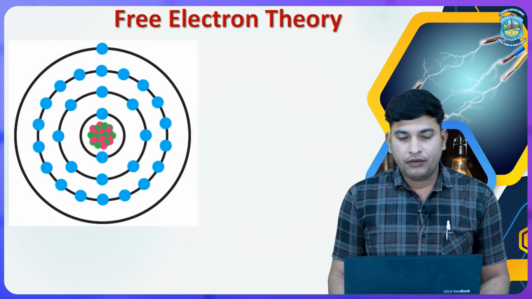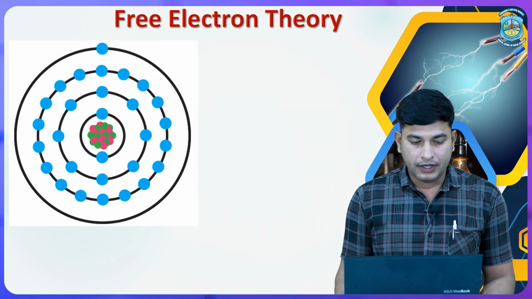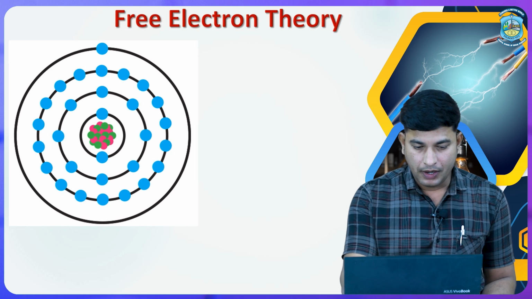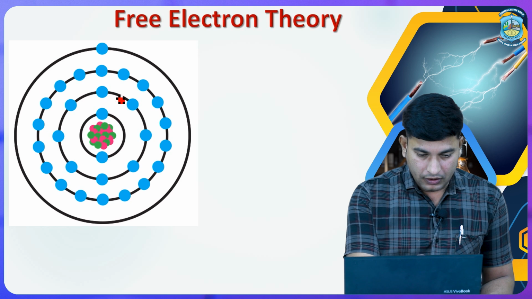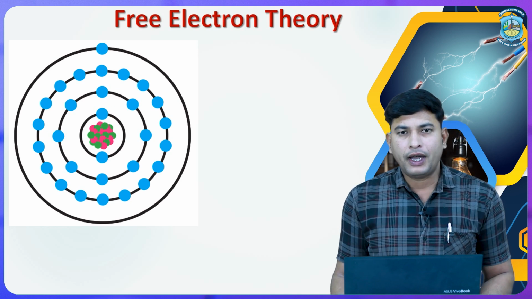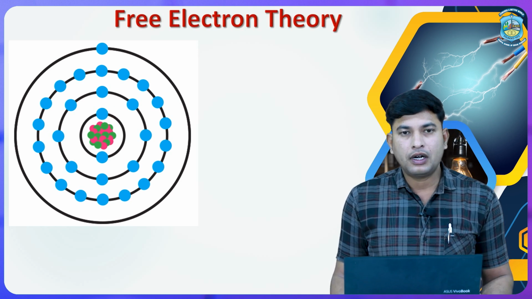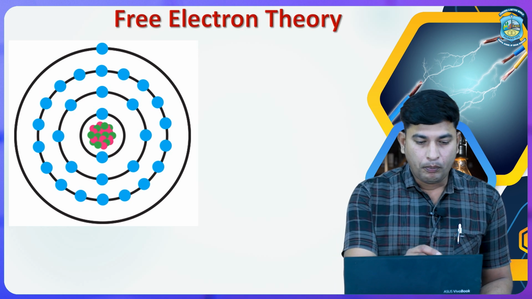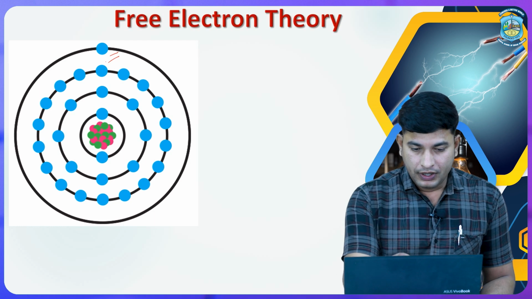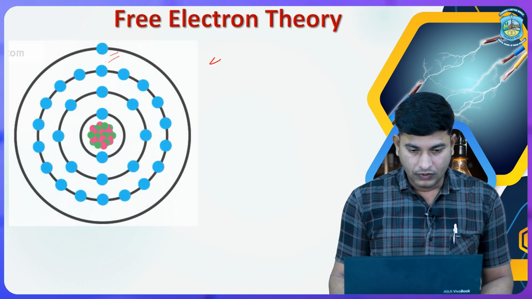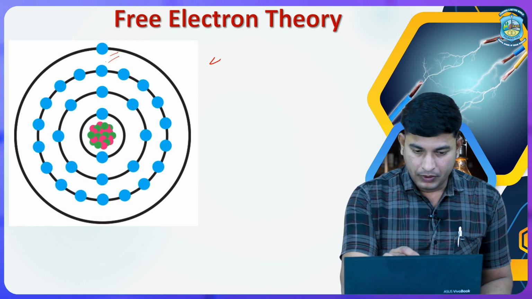So let me start with the free electron theory. Here we are taking the example of any material which has an atomic number. This is the atomic structure of any material. Every material follows the same structure, but it depends on the number of particles. This is the example of copper. Copper basically has 29 particles.